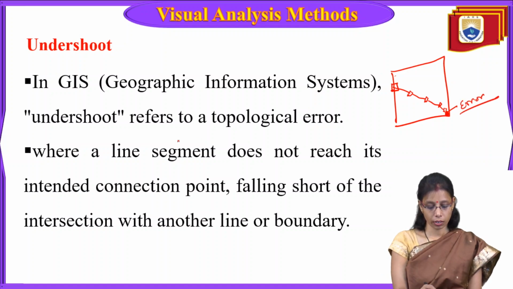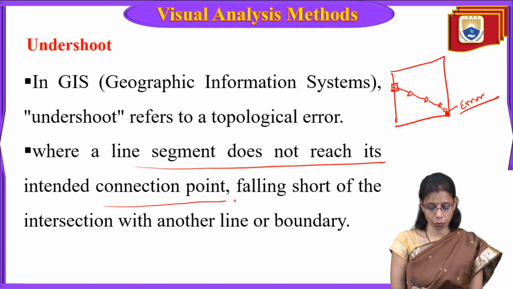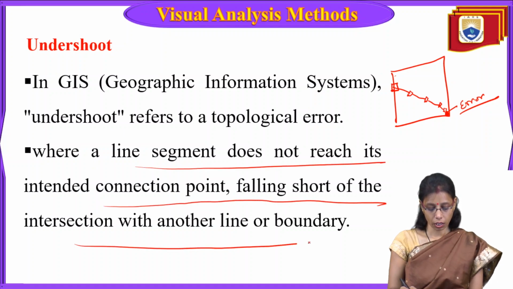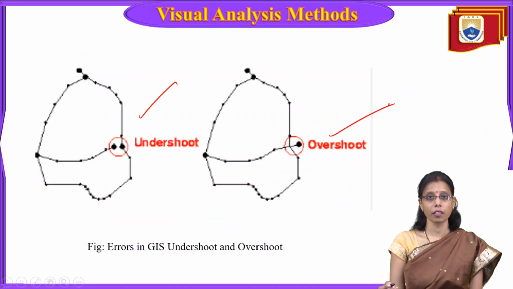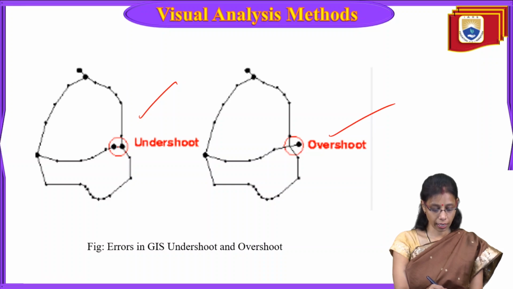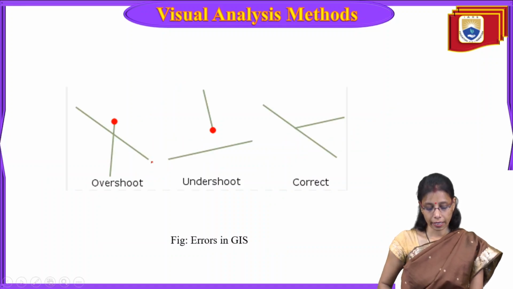In GIS, undershoot refers to the topological error where the line segment does not reach its intended connection point, falling short of intersection with another line or boundary. This is how undershoot and overshoot look. In undershoot, you can see this gap. Your line is from here to here, and this is the error. It has to fix here, but it has completed here only. In overshoot, it has to fix here, but it has gone beyond. This is called overshoot and this is called undershoot. These are the common errors in the digitization process.